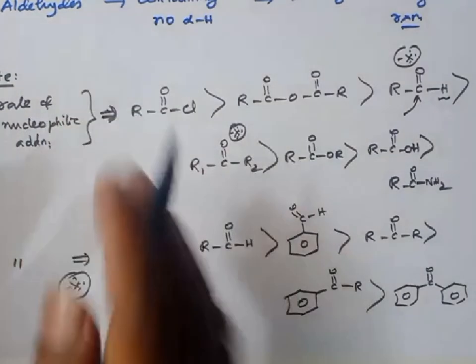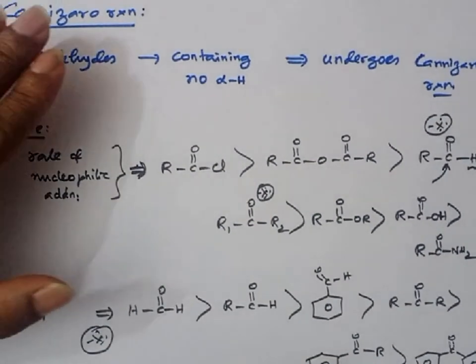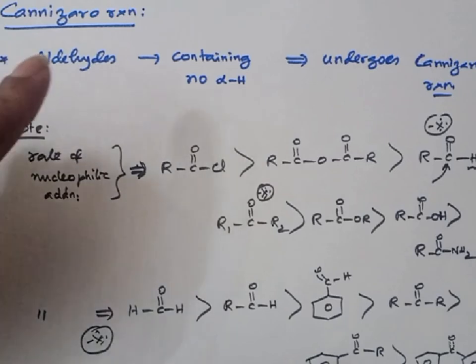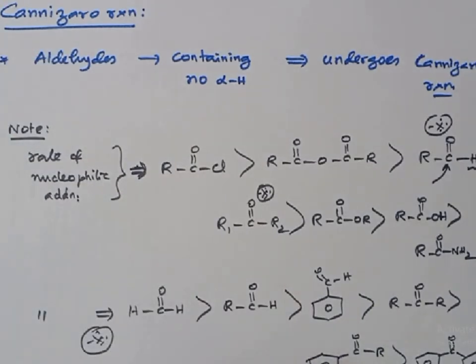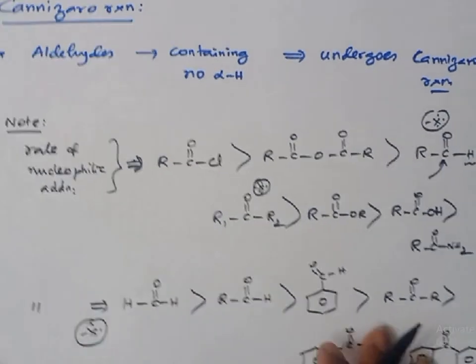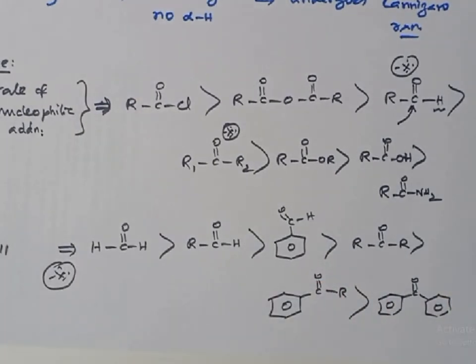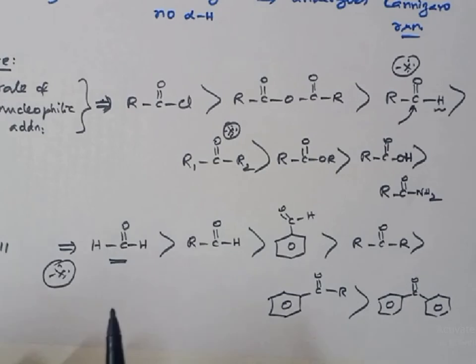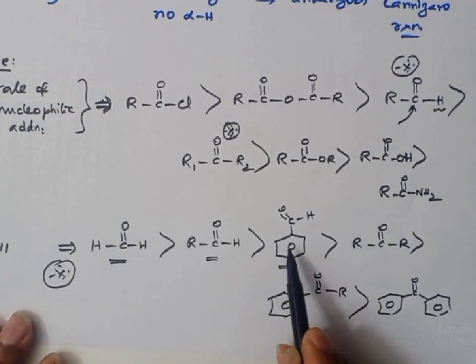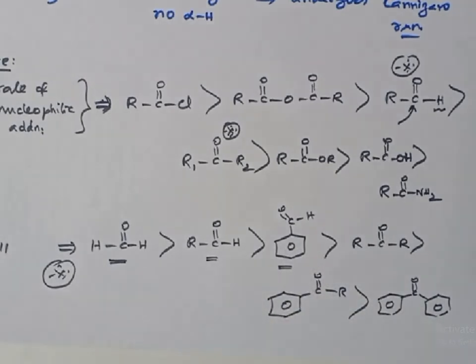Cannizzaro reaction involves nucleophilic addition. So whenever Cannizzaro reaction is given, immediately you should remember this order. Which is most reactive? Formaldehyde is most reactive, then other aliphatic aldehyde. Benzaldehyde is less reactive compared to formaldehyde. Remember this order.